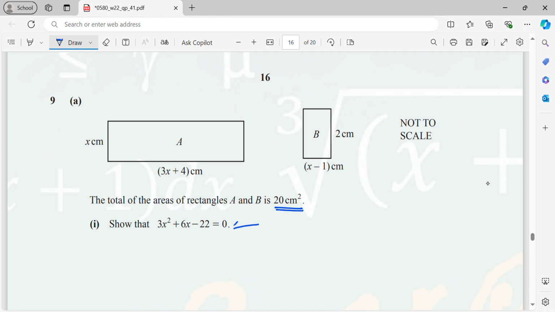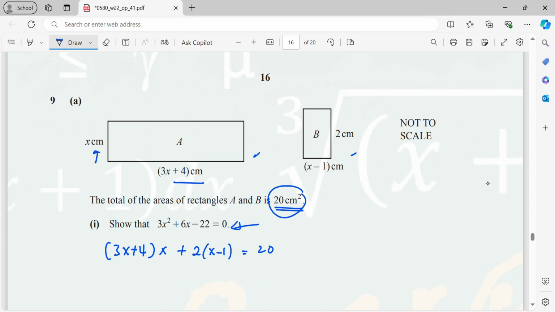Show this quadratic equation. Since both are rectangles, we know that the area of a rectangle is base times height. So for rectangle A, (3x + 4) multiplied with x, plus rectangle B, 2 times (x - 1). This is the area, then equals 20. It's given in the question here.